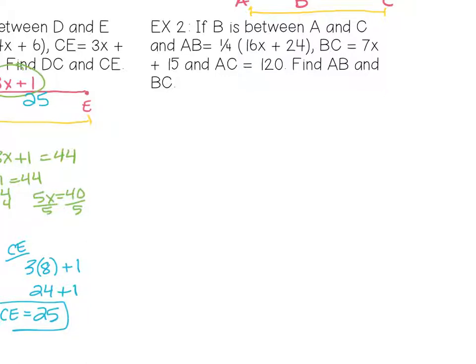All right, so first let's draw our diagram. We've got A, B, and C on a segment. AB is 1/4 times 16x plus 24, and BC is 7x plus 15. Now if I want to make this easier, I can go ahead and distribute that and say, okay, AB is actually 4x plus 6.